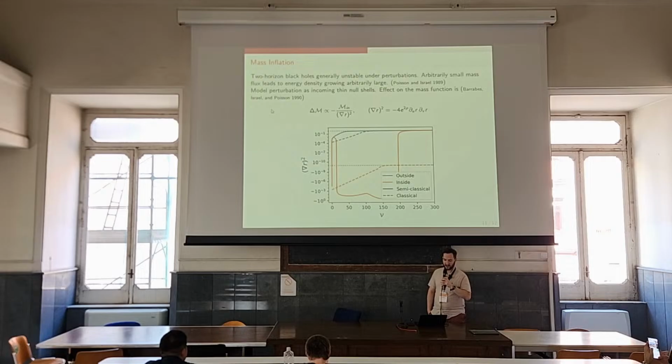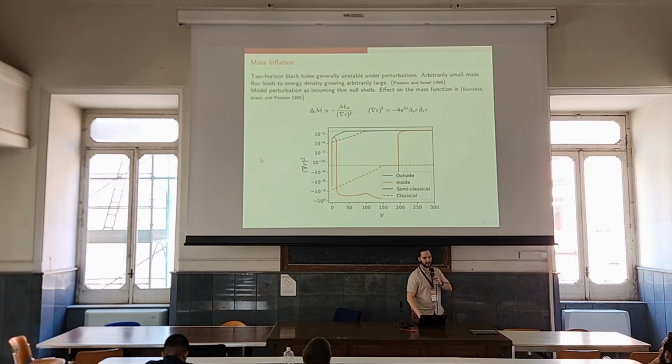And the effect on the mass function is given by this equation here, where m is the size of the incoming perturbation, and this term here is evaluated at the point where the shells cross. So you can see below again, in the classical case, this dashed orange line, the term goes to 0, and you get an infinitely large blowing up of the mass function. However, in the semi-classical case, it stays finite, so you remove the instability.